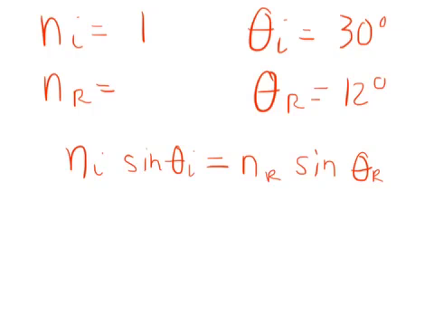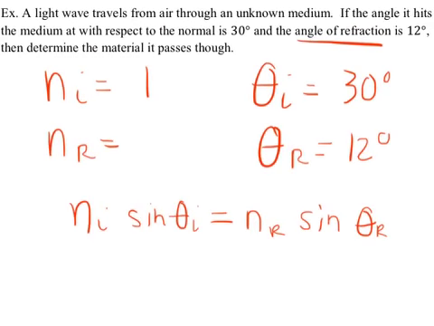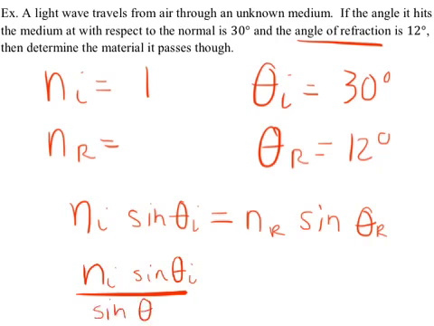Can you go up there? Can you show me? Solve for NR, please, algebraically. What are the units going to be? They are unitless. The sine of an angle is unitless. Ni is unitless, so NR will be unitless.